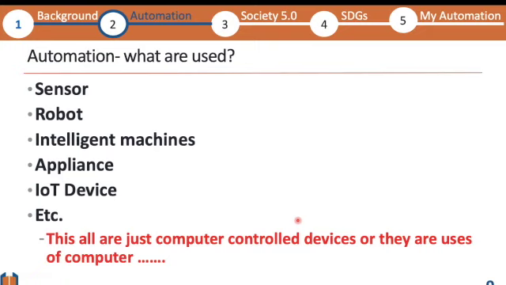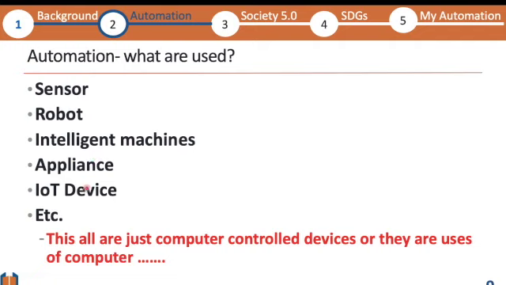Well, the last thing I would like to share with you: in automation, what type of things do we use? Like I discussed about your home automation with the sensor light. These are some examples that are mostly used in automation: sensors, robots, intelligent machines, appliances, IoT devices, etc. These are not limited to these, but they are some examples that you can use for automation.